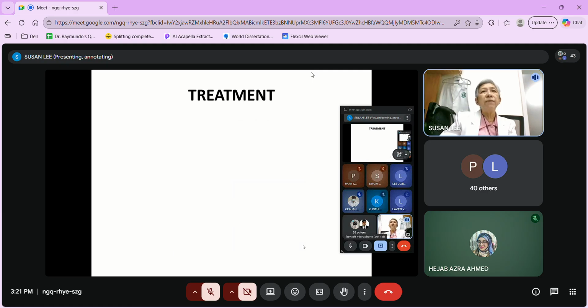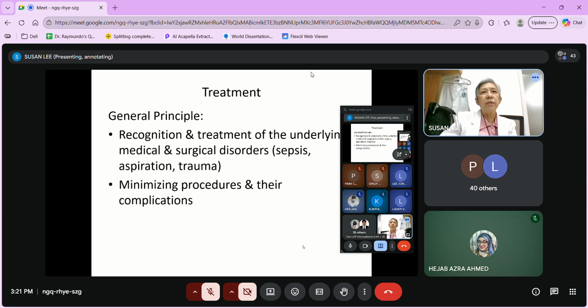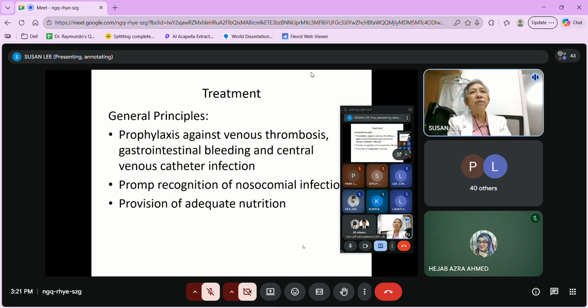Okay. So after we diagnose patients who have ARDS based on the clinical presentation and the setting for the development of ARDS, how do we treat? Okay. So the general principle of treatment for ARDS would be the recognition of the underlying conditions. So number one would still be treating the underlying conditions, minimize procedures and their complications, then prophylaxis against venous thrombosis, gastrointestinal bleeding, and venous catheter infection, prompt recognition of nosocomial infection, and provision of adequate nutrition.